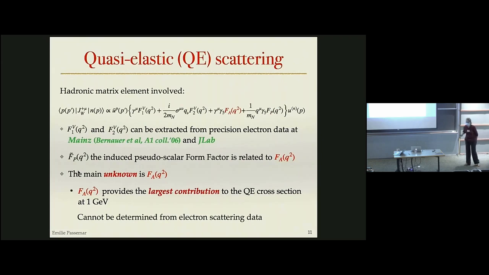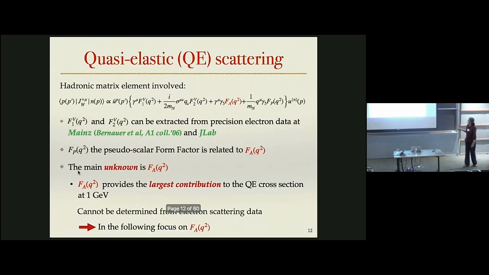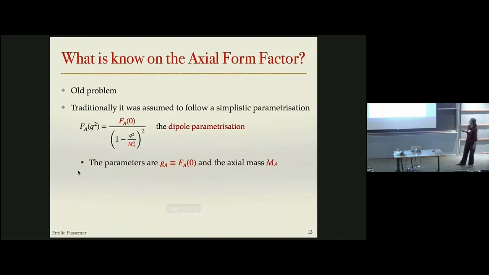And we cannot determine it experimentally using electron data, because electron data goes through the vector current through a photon, yes? So I don't have axial information there. So in the following, we focus on this axial form factor. We already heard about its determination on the lattice, and we will see what the implications are.